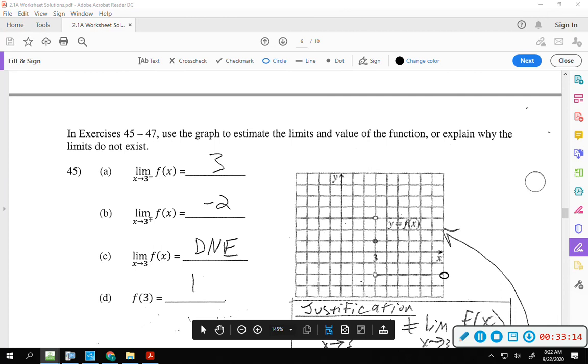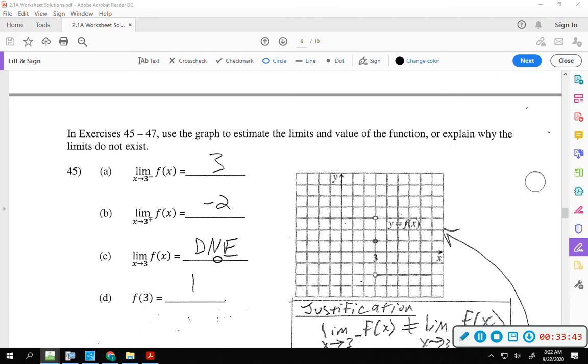So the limit as x approaches 3 from the left. Here's the left of 3, x equals 3. As x gets closer and closer to 3, it's 2.99999. The y value is still 3. As x gets closer to 3 from the right, it's 3.000001. The y value is -2. Since the left-hand limit does not equal the right-hand limit, there is no limit.